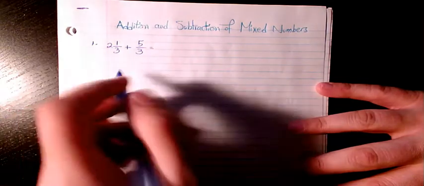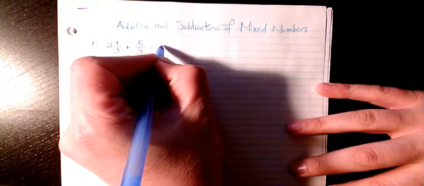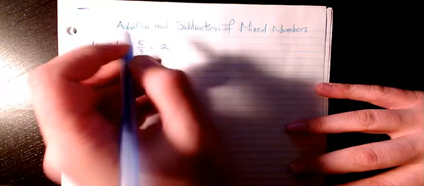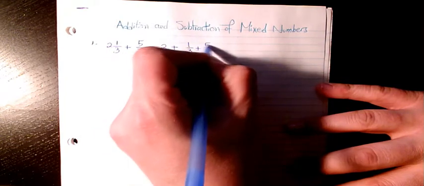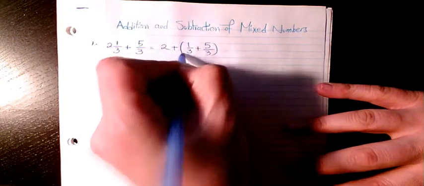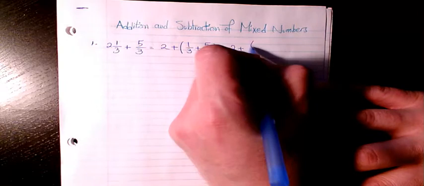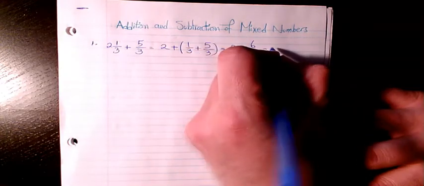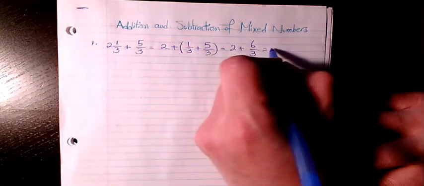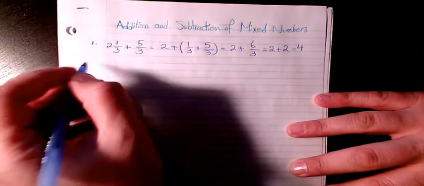So basically what we need to do, we have 2 plus 1 over 3 plus 5 over 3. So we will have 2 plus 6 over 3. And 6 over 3 is 2. So we have 2 plus 2 will be equal to 4.